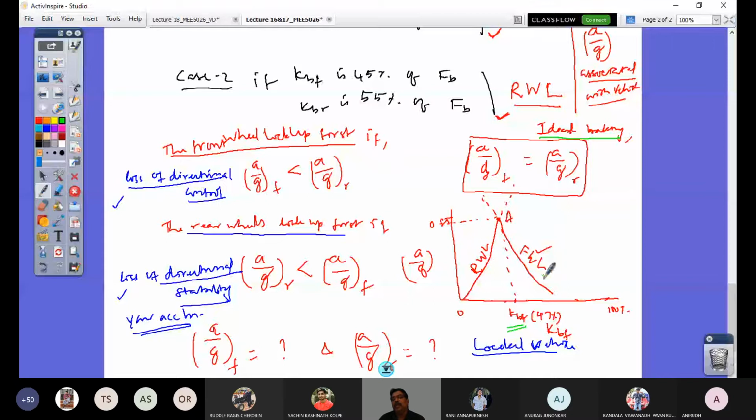So if your KBF happens to be more than 47%, and if you project onto this line, that is going to give you the limiting value, because it's on the boundary line of this car, and that was the associated deceleration.